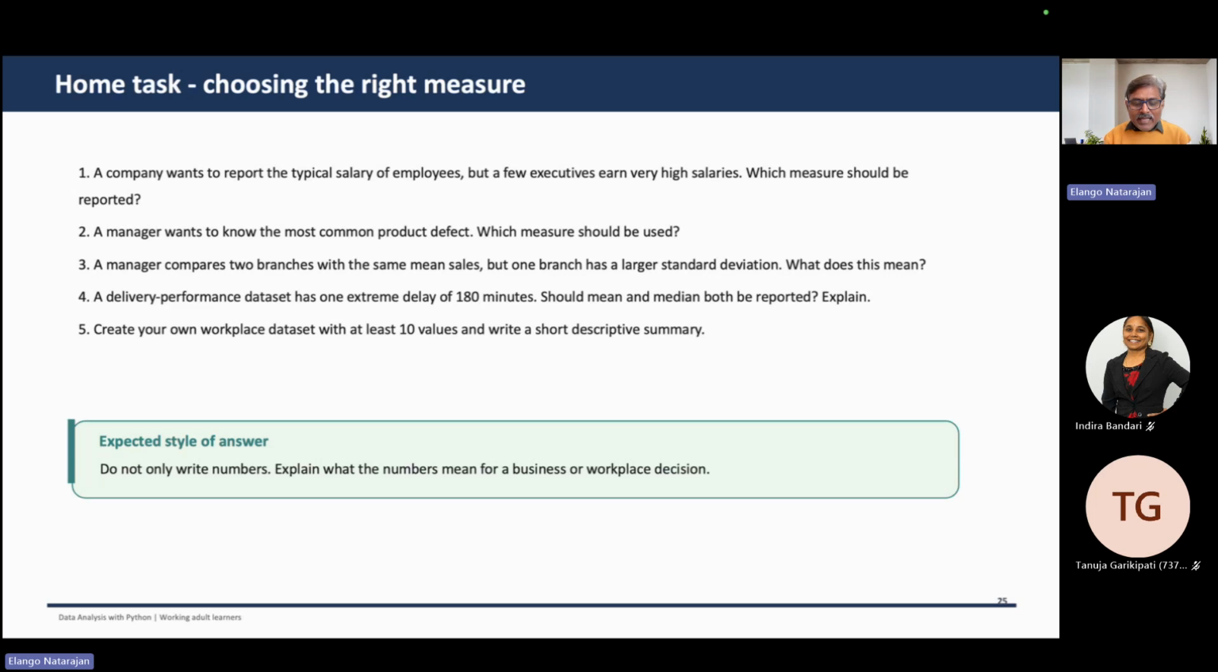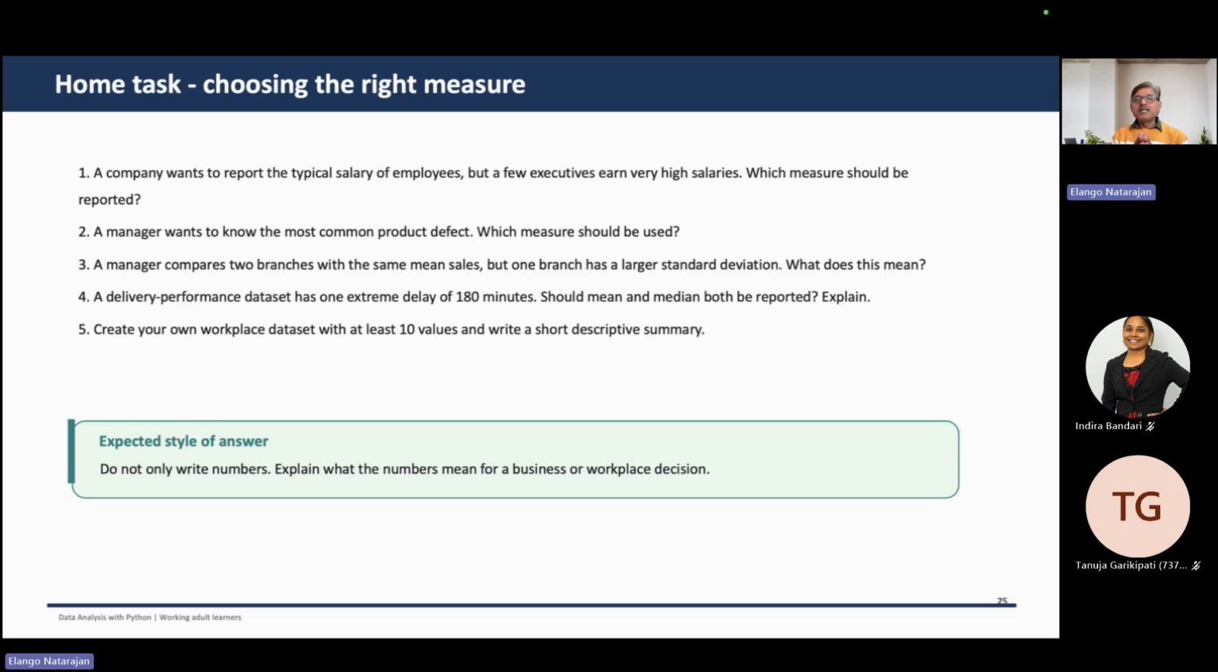Next, Vishal, I have a few questions for you to choose the right measure. Let's read the question, and you tell me what measure you would like to use for this scenario. The first one: a company wants to report the typical salary of employees, but a few executives earn very high salaries. What would be the right measure you will report?